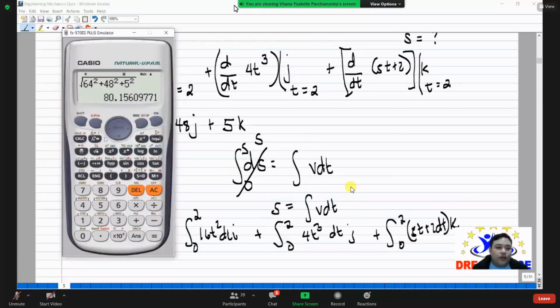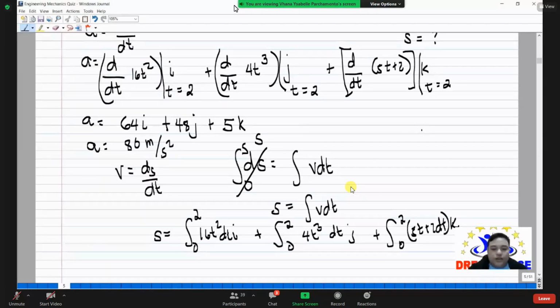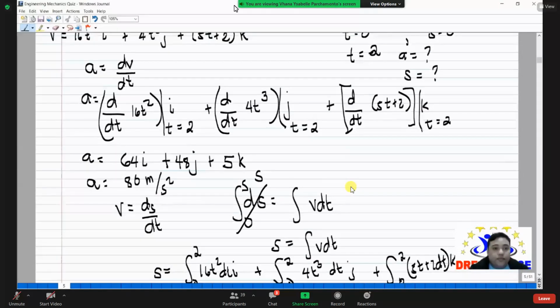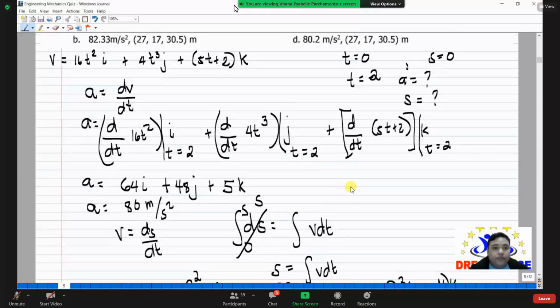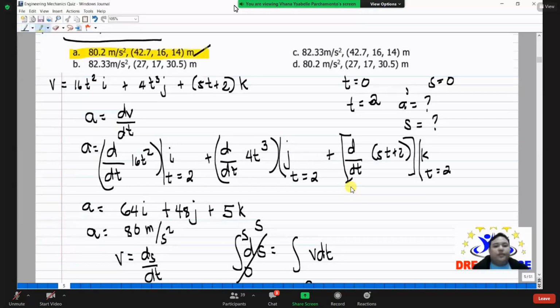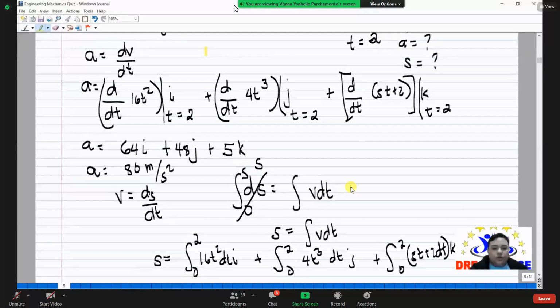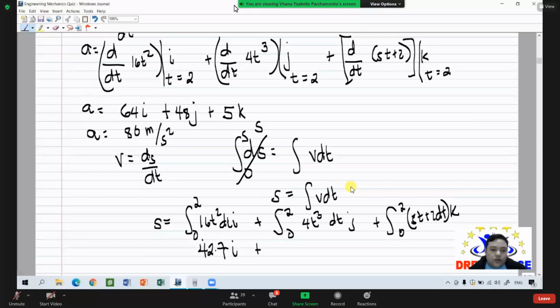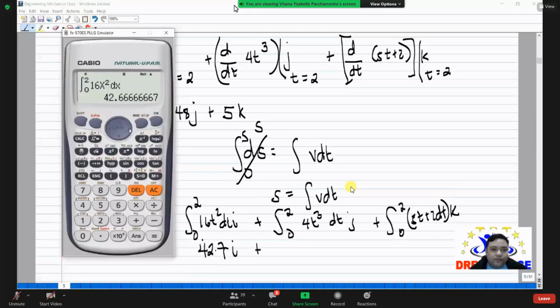Okay, integral 16x squared from 0 to 2. So that is 42.667. Meron dito sa dalawa, 42.667, letter A na yung sagot. X pa lang yan, x direction. Tingnan natin sa y direction, 42.7 ito, plus yung ating j direction, dapat kung tama, so 4t cubed.